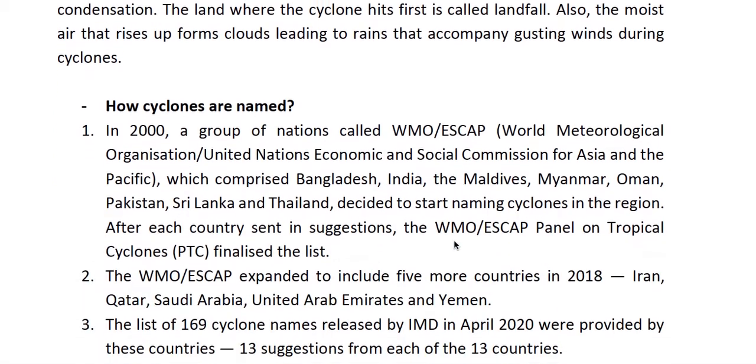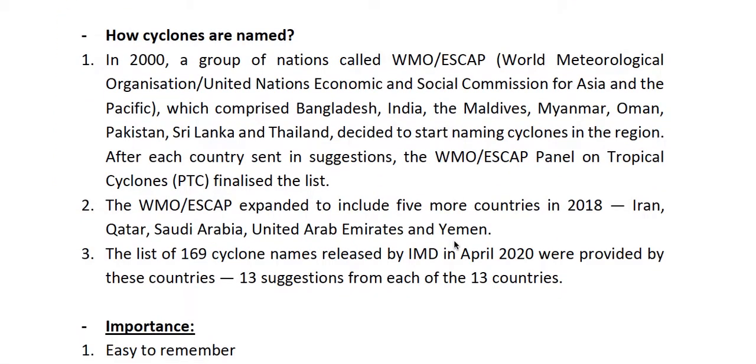So now let's get back to how they are named. In the year 2000, a group of nations under WMO, now called the United Nations Economic and Social Commission for Asia and Pacific, comprising Bangladesh, India, Maldives, Myanmar, Oman, Pakistan, Sri Lanka and Thailand, decided to start naming the cyclones in the region. After that, each country sent suggestions and the panel of the organization finalized the list.